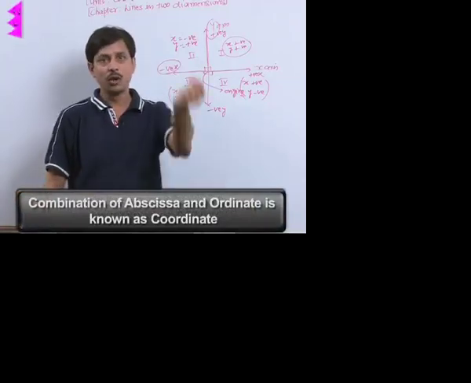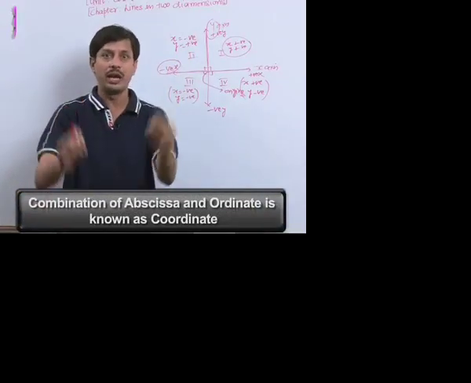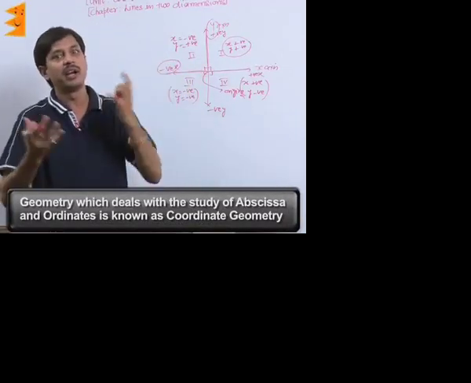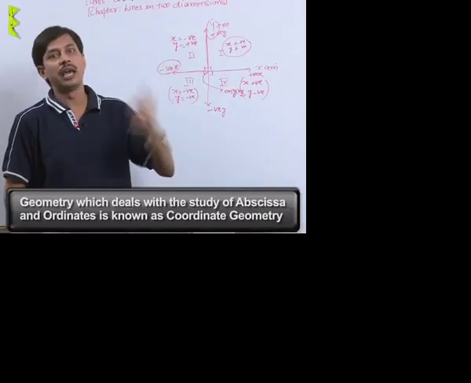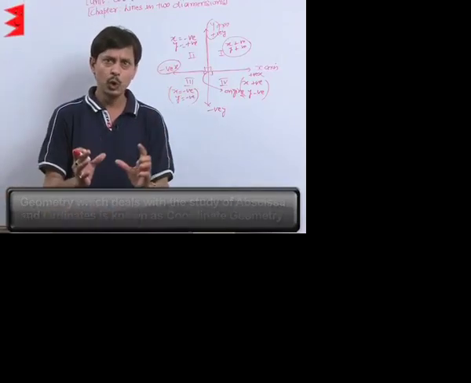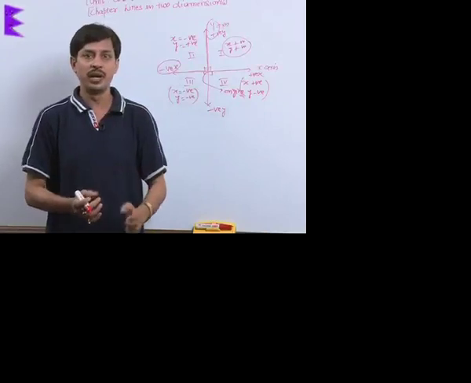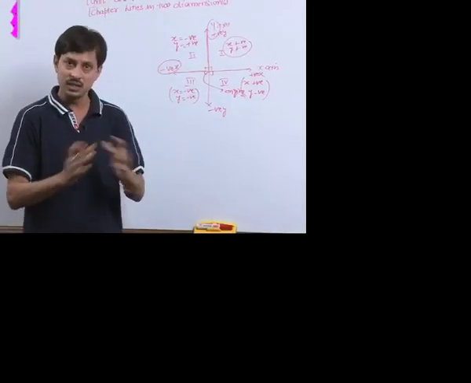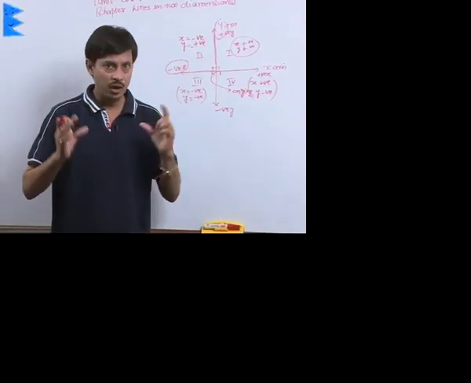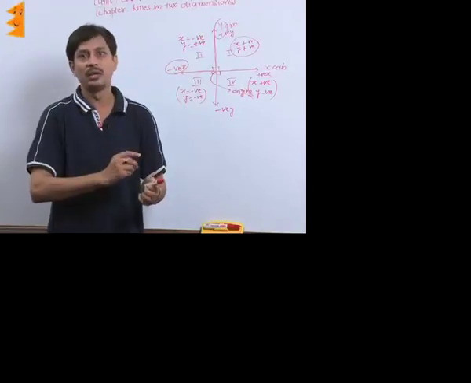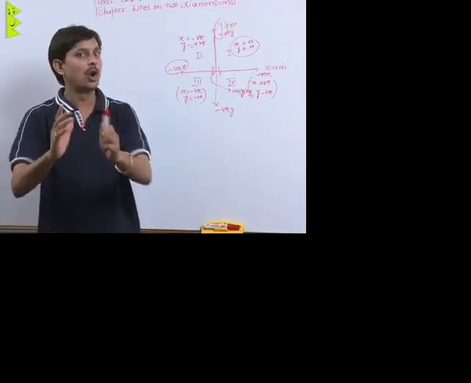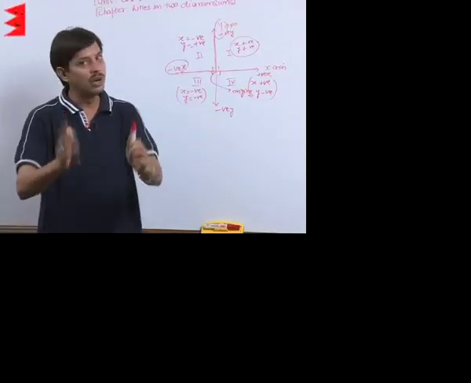So the combination of abscissa and ordinate is known as coordinate, and the geometry which deals with the study of ordinate and abscissa, or in order you can say abscissa comma ordinate, is known as coordinate geometry. So to understand coordinate geometry, we must know what a plane is. A plane is a surface on which we can draw a line or straight line. Like an apple. An apple also has a surface, but we cannot draw a straight line on it. So the apple surface is not a plane surface. So we will talk about only plane surfaces.